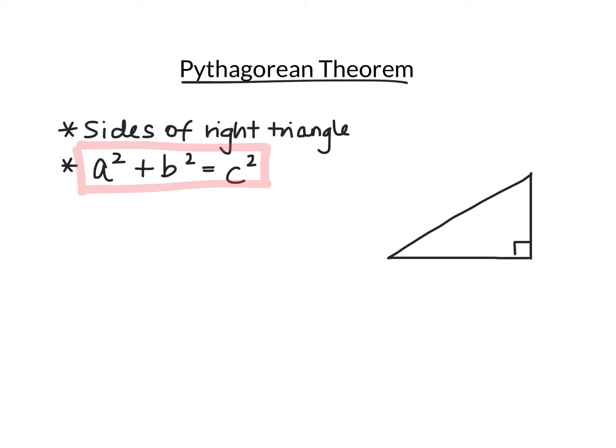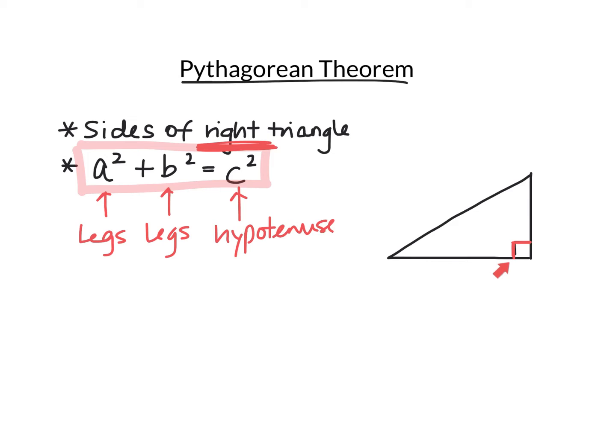A and B, these are all sides of the triangle, A, B, and C. So A and B are both the legs of the triangle. And C is the hypotenuse. So a few things to note. One, this is for right triangles. So remember, it only works if you have a right triangle, and a right triangle is indicated by this little box right here in the corner. It means it has a 90-degree angle.